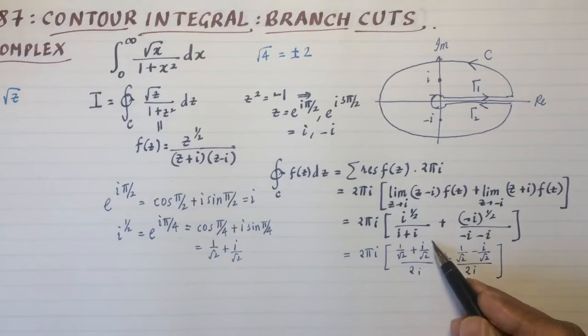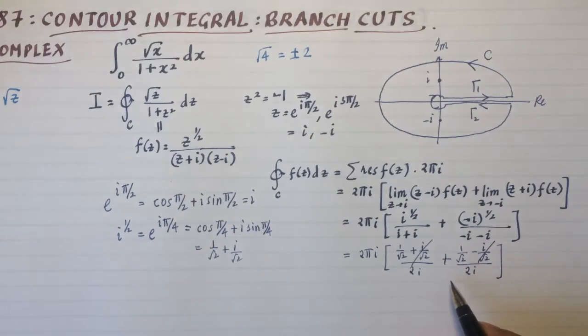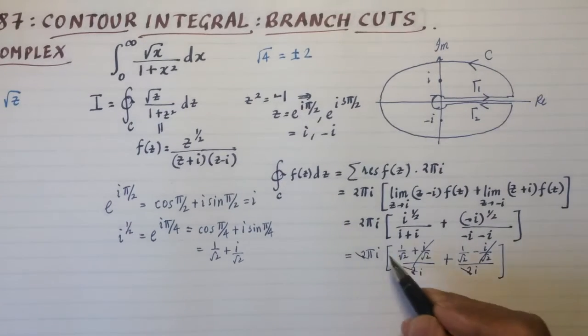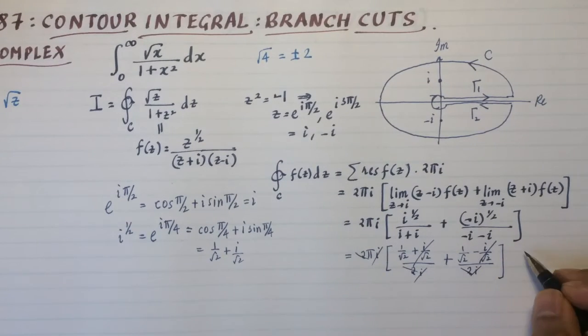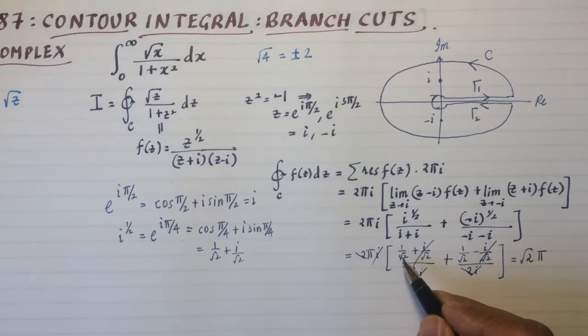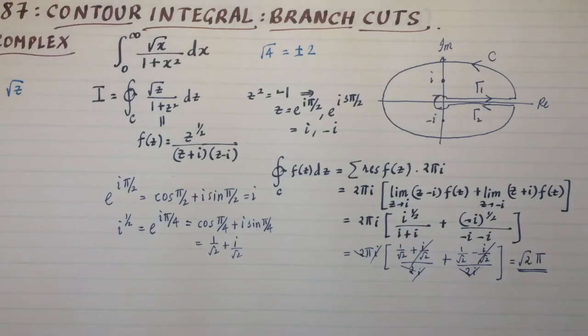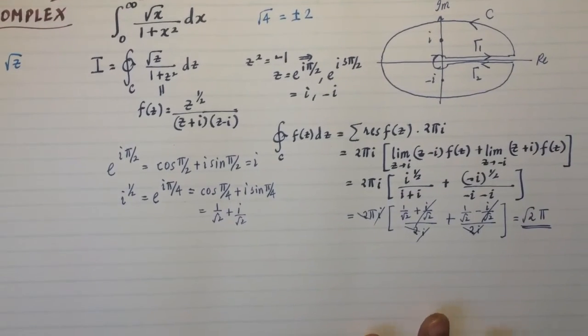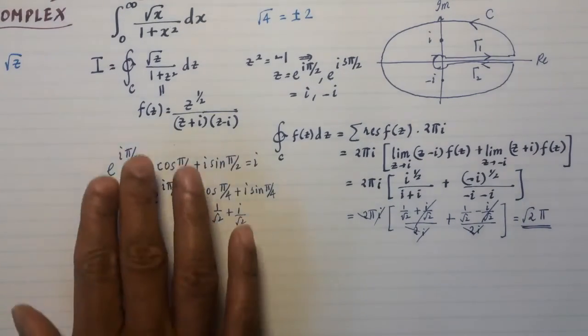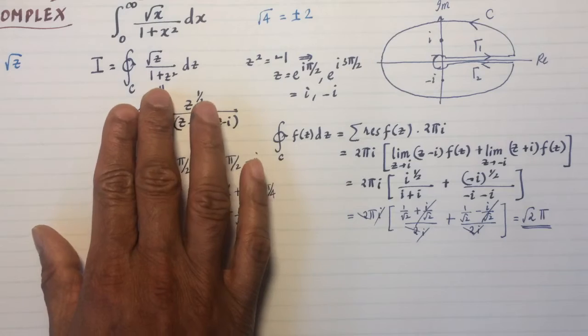And you notice that this term just cancels out. So this 2 cancels this out, and the i cancels that out. So I just get root 2 times pi. So I get 2 times 1 over root 2, which is root 2 times pi. That's my answer.